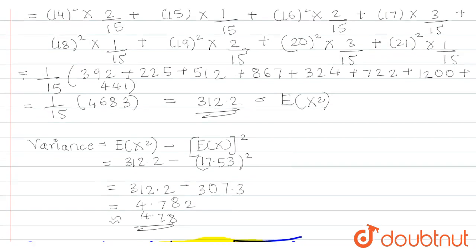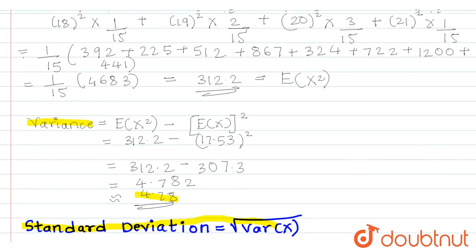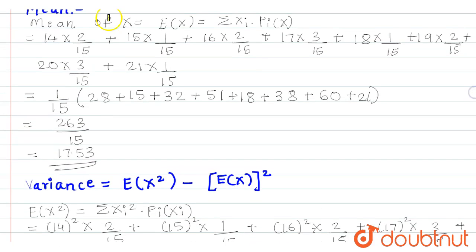Moving up, the variance is 4.78 approximately, and the mean is 17.53. I hope you have understood the solution.